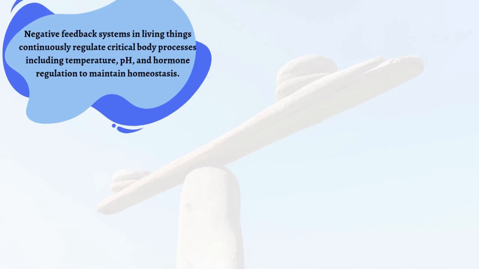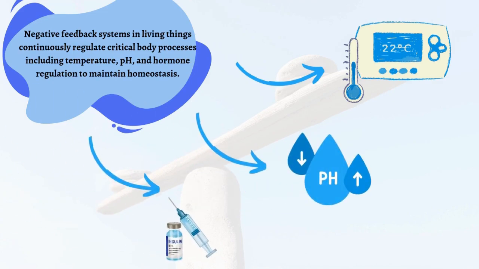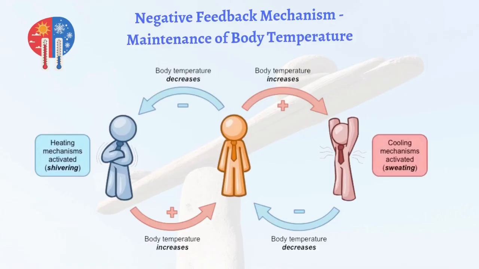Negative feedback systems in all living things continuously regulate critical body processes such as temperature, pH, and regulation of the hormone in order to maintain the homeostasis. The human body maintains a stable core temperature of 37 degrees Celsius through the homeostasis process. The feedback mechanism is a biological control system that regulates the body temperature by detecting the changes and initiating appropriate physical responses.